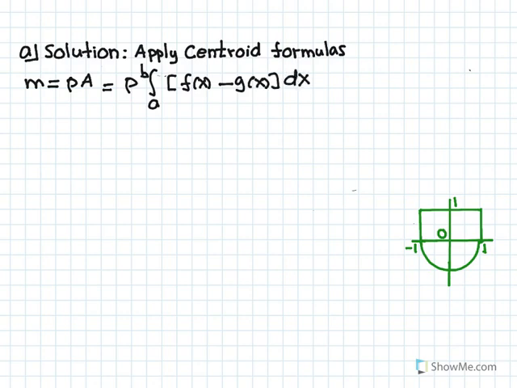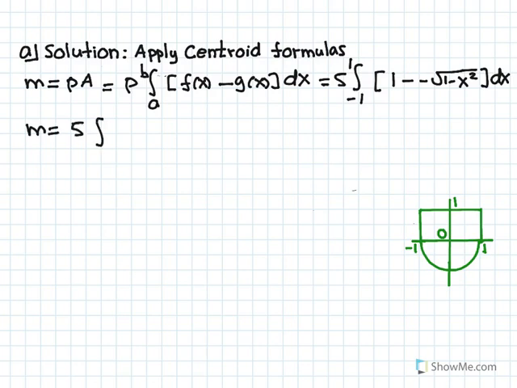Mass is density times area. So density is 5. Integrate from -1 to 1. These are the x limits of integration. And f of x is the top function. This is 1. The bottom function is the bottom semicircle, which is minus root of 1 minus x squared. And integrate with respect to x. So the mass is equal to 5 times the integral from -1 to 1 dx, plus 5 times the integral from -1 to 1 of root of 1 minus x squared dx.